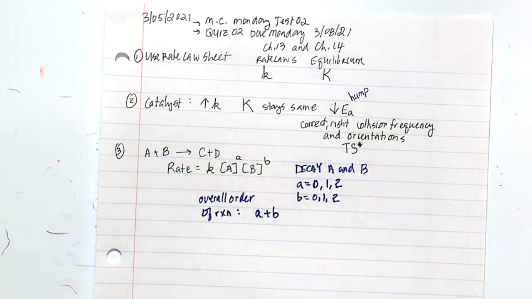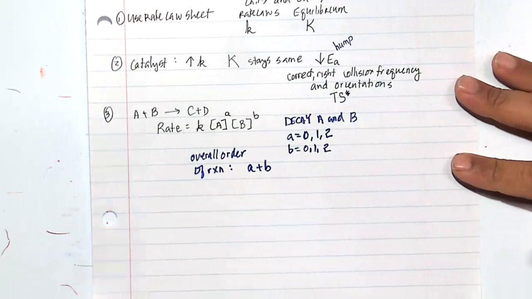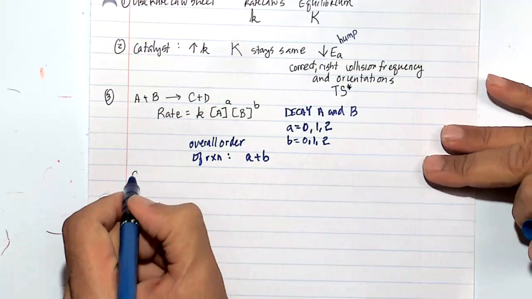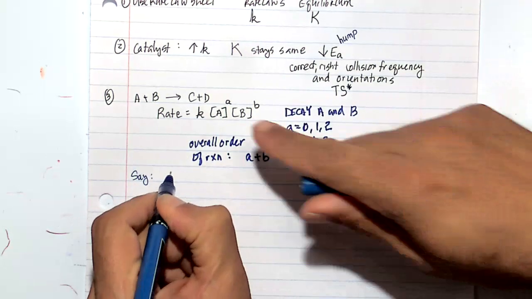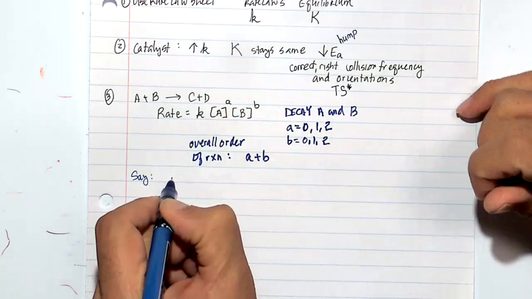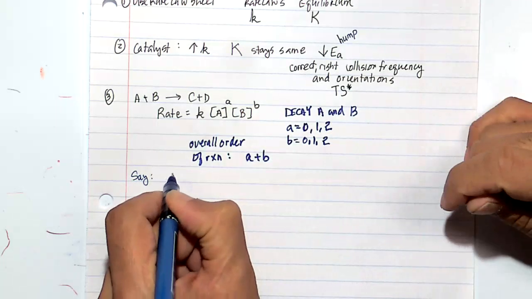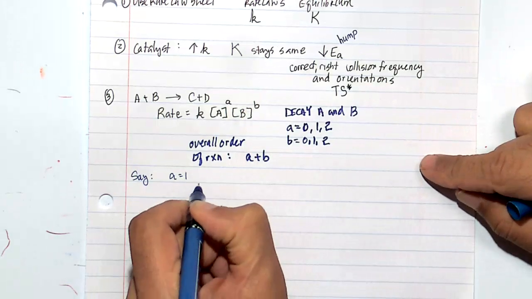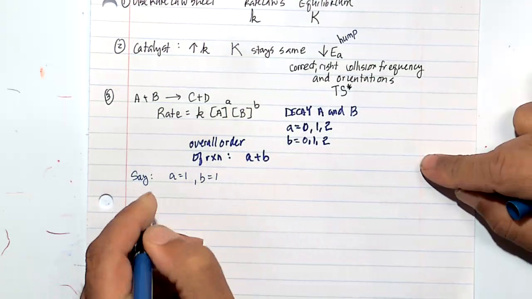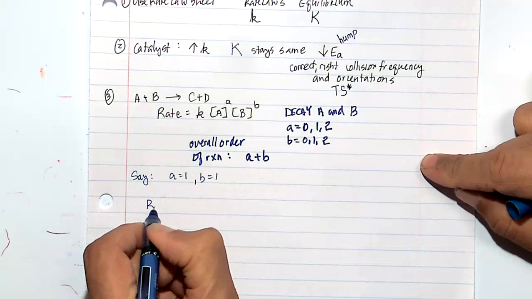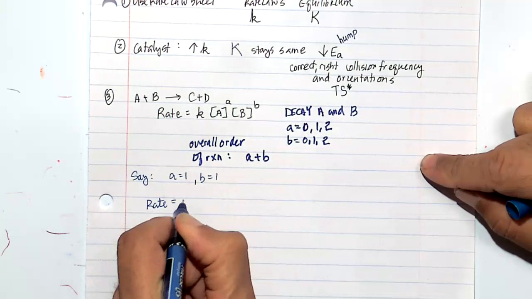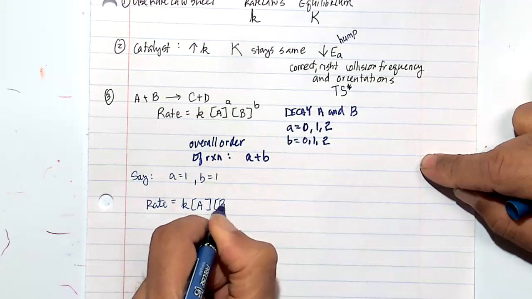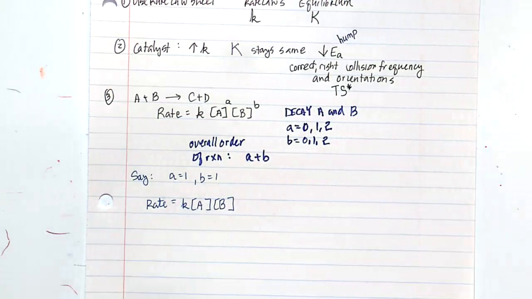A plus B. So let's say as an example, we do our equations and we do our calculations. We have an order of 1. So A decays with first order kinetics and B decays with first order kinetics. So that will give us rate is equal to rate constant K times the concentration of A times the concentration of B.